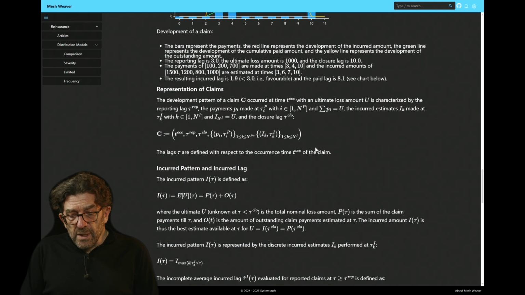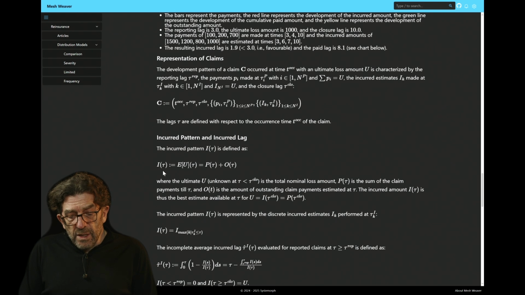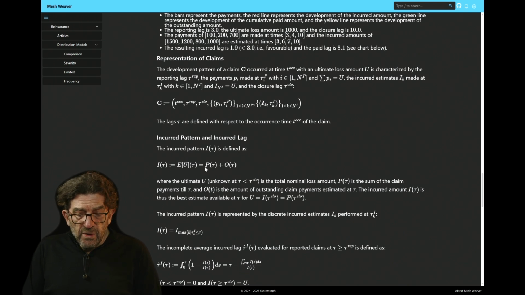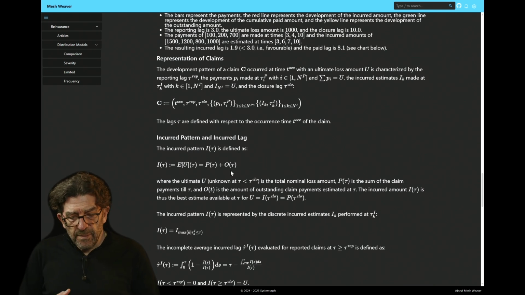So this is all the information you need for a claim. You have the occurrence date, the reporting lag, the closure lag. Then you have a tuple with payments, so the amount and the time or the lag, and then the same with the incurred. All this information you need to describe a claim. This is more or less what we also showed in the anti-iterationship model. And then here's the relation between the incurred, which is the expected value of the ultimate at a certain point, and you can decompose it into the paid amount, what is already paid, and the outstanding payments, the expected payments in the future.